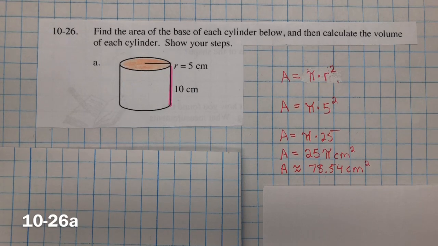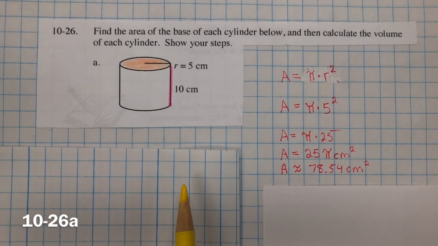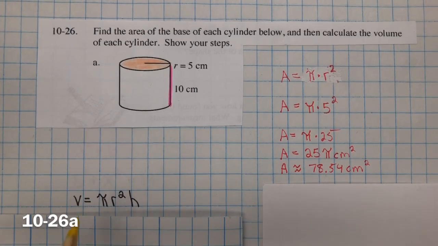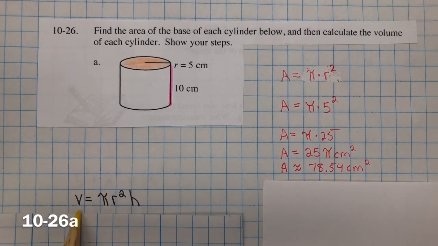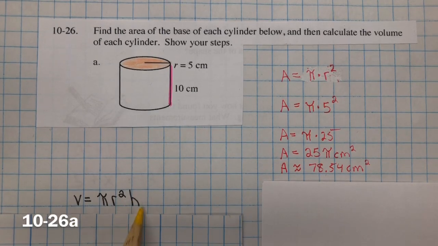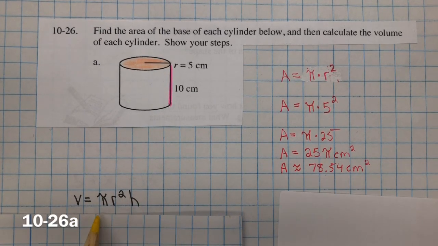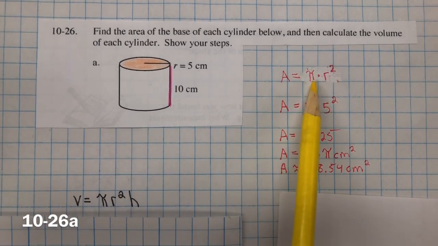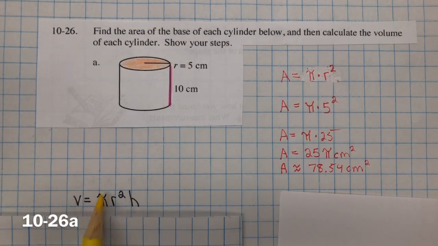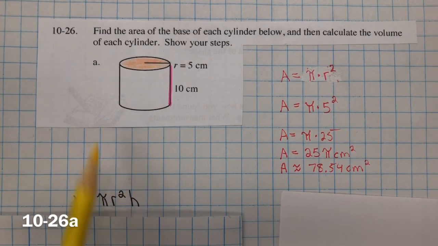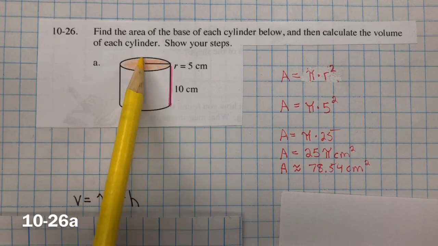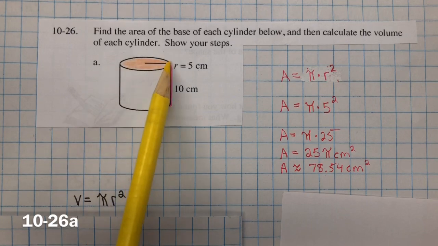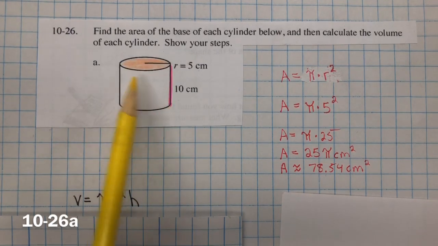Now to find the volume of the cylinder, the volume is V equals pi r squared times the height. Well, pi r squared, that should sound familiar because that is the formula for the area of a circle. This portion right here, pi r squared, that's this area. And now we're going to multiply it by the height. So you have that circle multiplied by the height. So base times height.